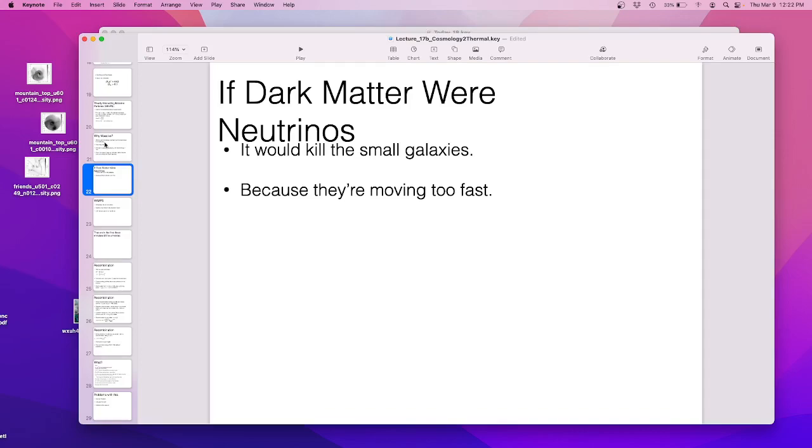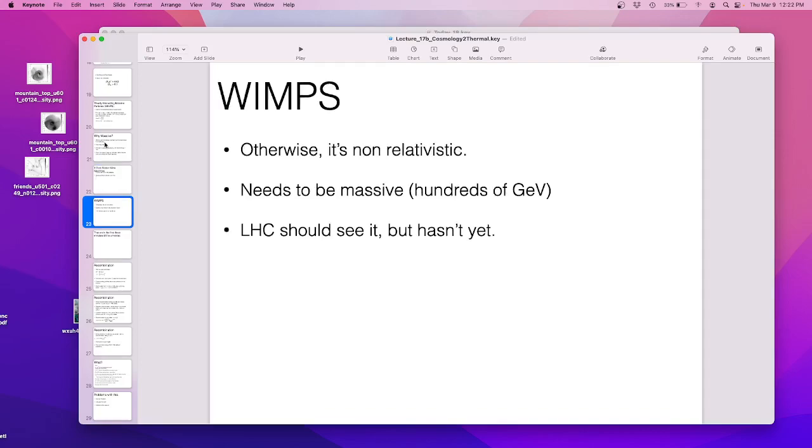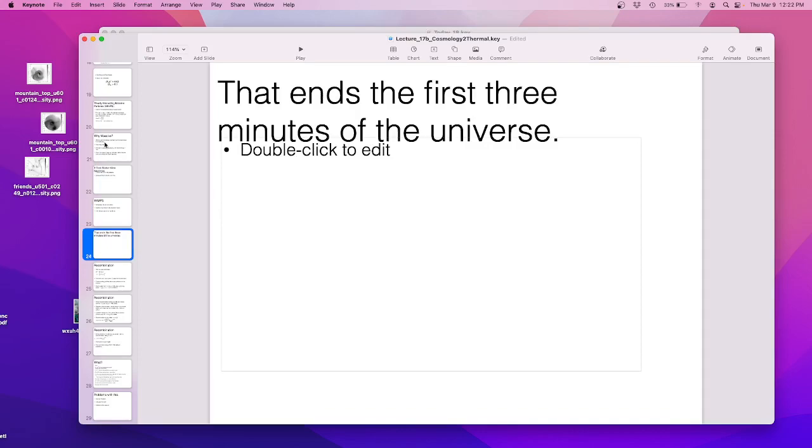If dark matter were neutrinos, it would kill small galaxies. Neutrinos are always relativistic because they have basically zero mass. The yellow light sheet ought to see it, but it hasn't yet. And that ends the first 3 minutes of the universe. Does anybody have any questions about the first couple minutes?